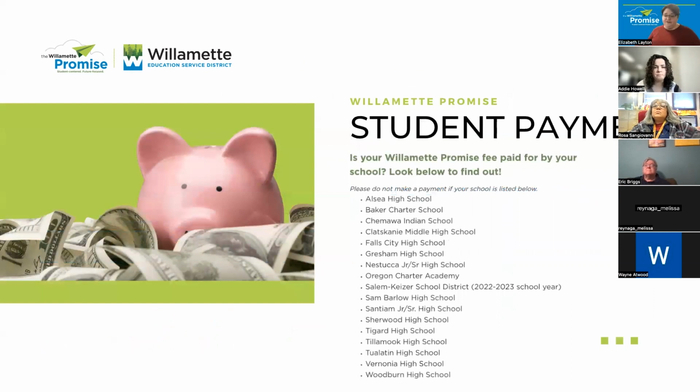If a student is trying to pay their fee and they can't find their mascot listed on the Square payment site, their school has opted to pay their Willamette Promise fees, so they don't need to pay. Those schools who pay for their students are also listed on the bottom of the student payment page, so right underneath the pay here and fee waiver form, and they're all listed here on the screen. So again, if they can't find their mascot, then they don't need to pay and they're good. Don't need to worry about it.